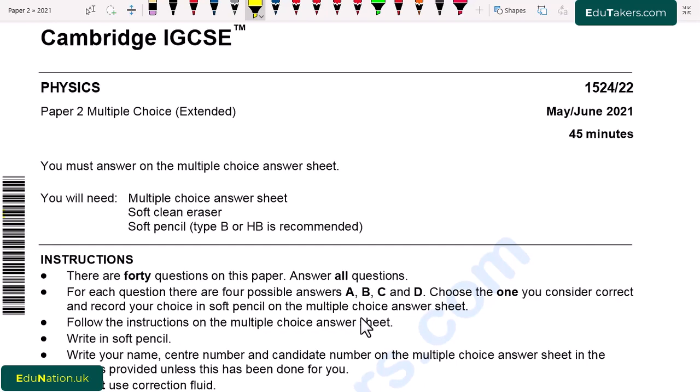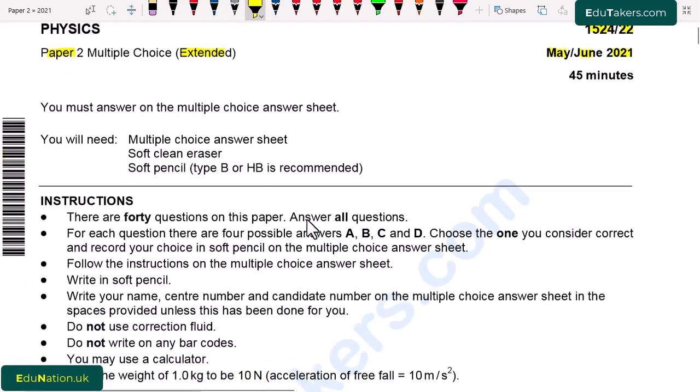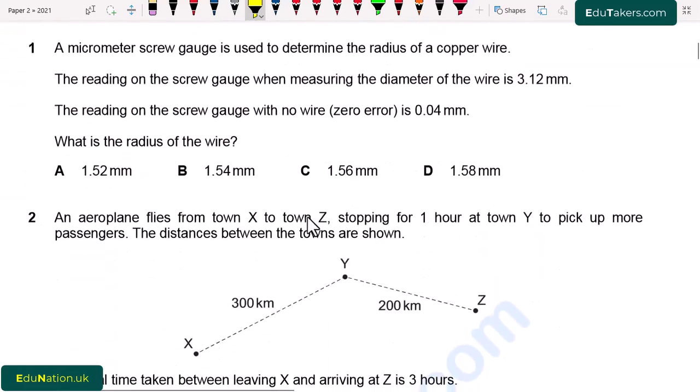Today we are going to solve Cambridge IGCSE Physics Paper 2, Multiple Choice Extended, held in May or June 2021, and the paper code is 1524 with variant 22. So let's start from question number 1.